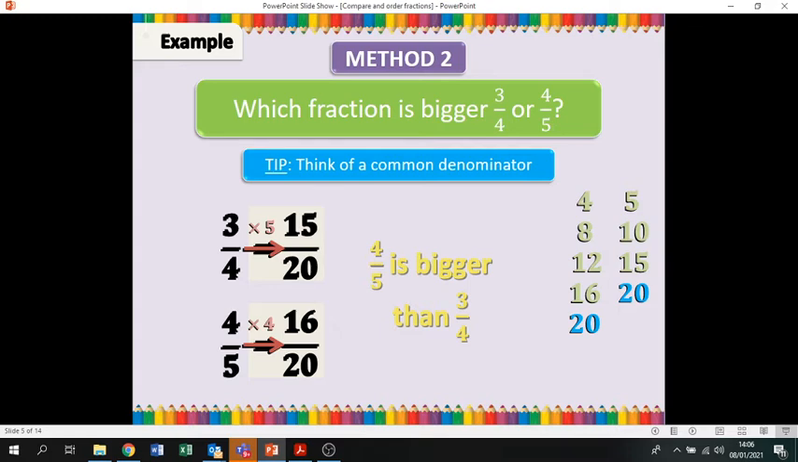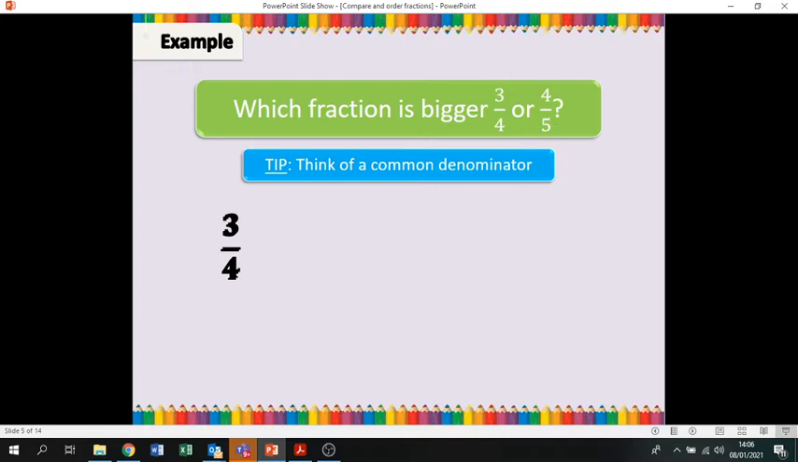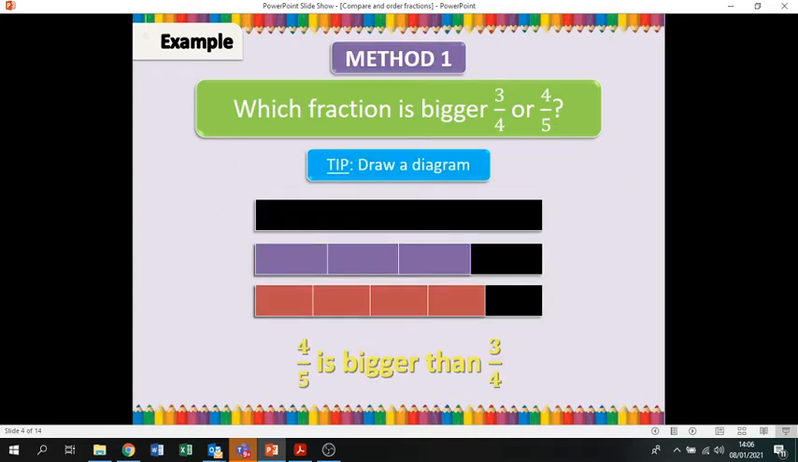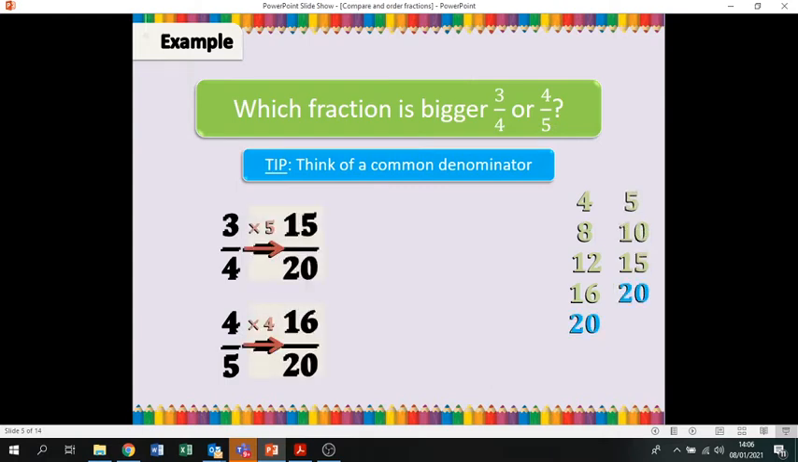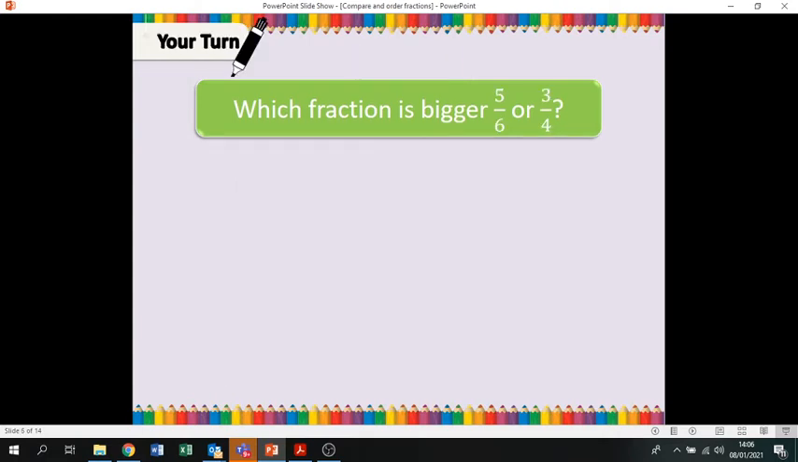We don't want to be drawing diagrams, but the diagram method, if we just go back and have a quick look, that is a good way to visualize it, okay? But I want you to get used to using method 2, which is obviously much more mathematical by getting the denominators the same. So what I want you to do, guys, using the method that I've just taught you, I want you to pause the video and I want you to have a go at the question that is now on the screen. So which fraction is bigger, 5 over 6 or 3 over 4? Pause now.